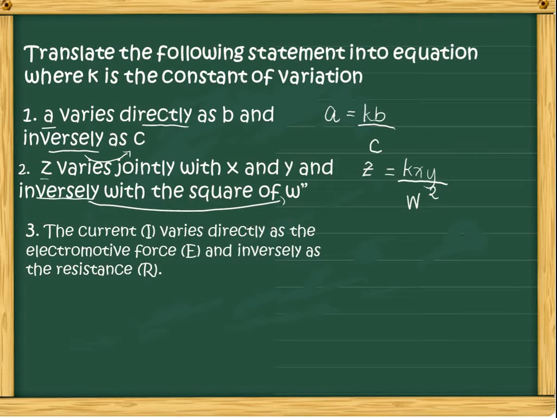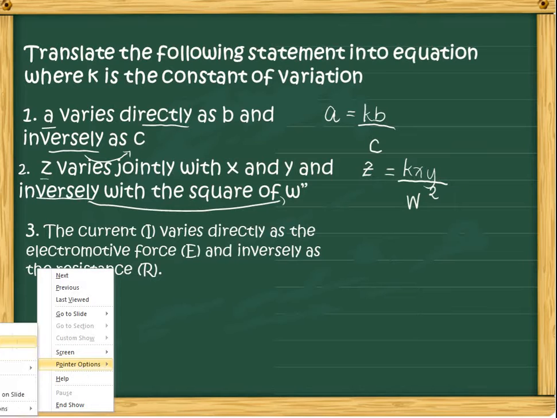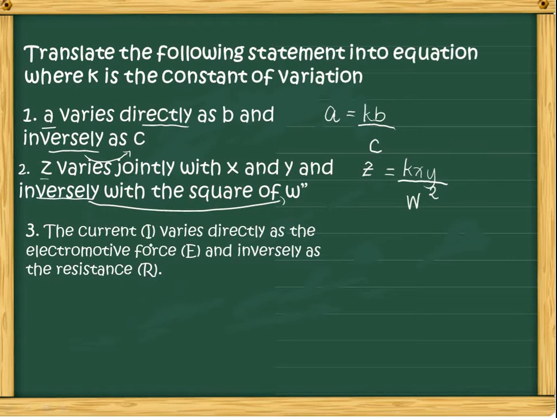Sub-item 3. The current I varies directly as electromotive force E and inversely as the resistance R. So, yung unang variable na binanggit ay si I, which represent the current. I is equals to, we have the word varies directly as the electromotive force, which is represented by E. So, we're going to multiply K to E, which is E is the representation of the electromotive force. And we have the word inversely, so over. Ang ini-inverse niya is si resistance or si letter R.